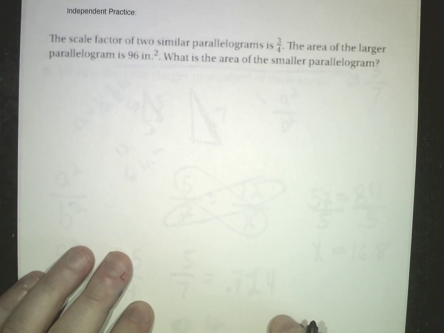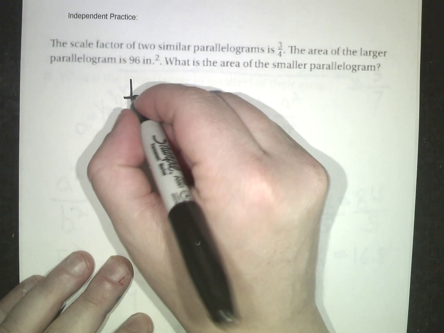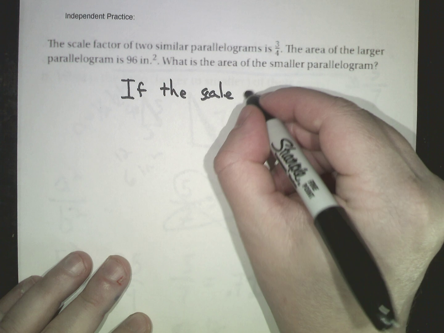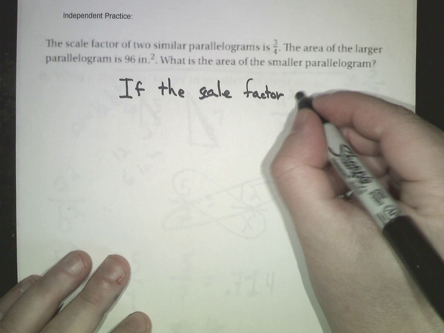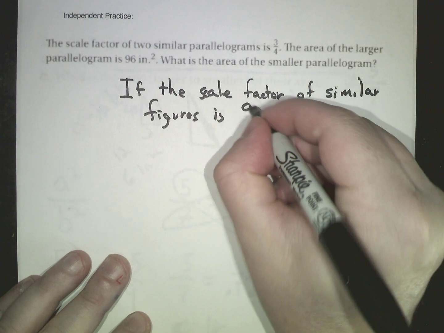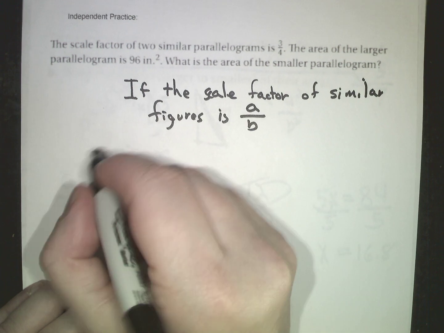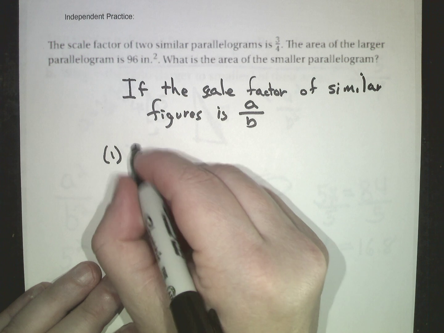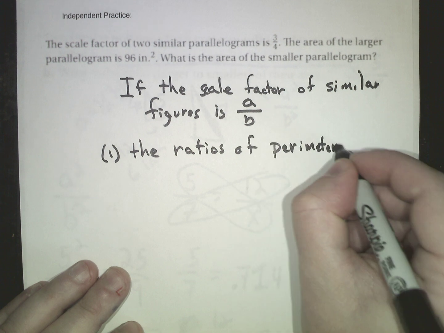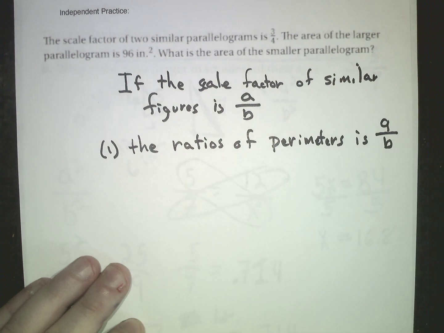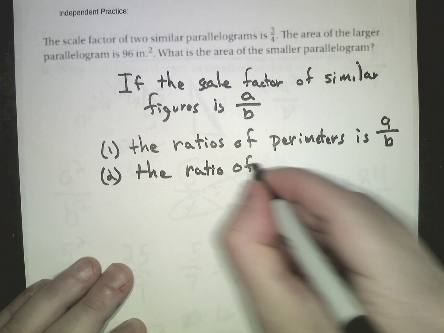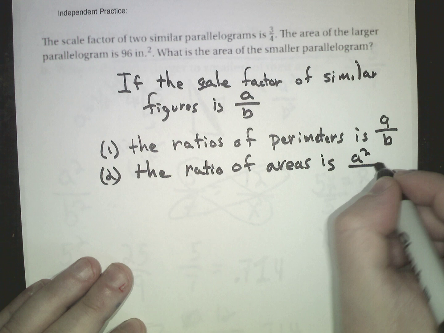So from the guided notes, if you don't print it up, I want you to write this. If the scale factor of similar figures is, well, they say A over B. Let's make the small over the big, whatever, right? 1. The ratio of perimeters is A over B. And 2, the ratio of areas is A squared over B squared.